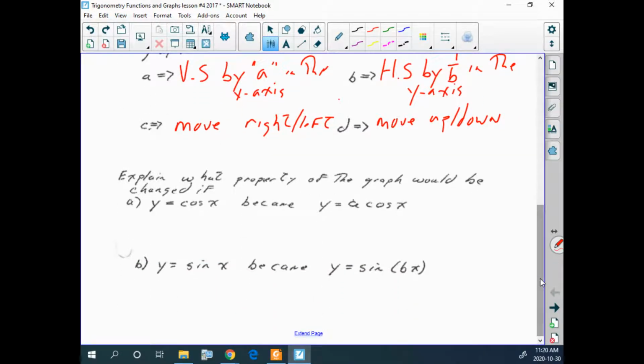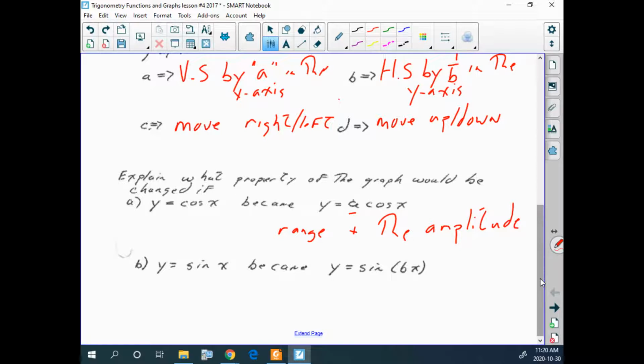Okay, so this is kind of what we're talking about here. I've already kind of done it. If I put an A in front of here, the properties that will change are the range and the amplitude. Now you'll see me say the amplitude of this function is A because the amplitude was originally 1. So if I stretch it by 2, now the amplitude becomes 2. The range we have to figure out.